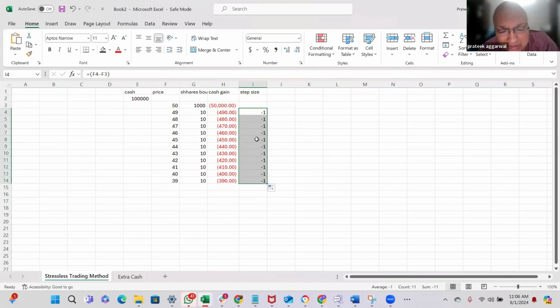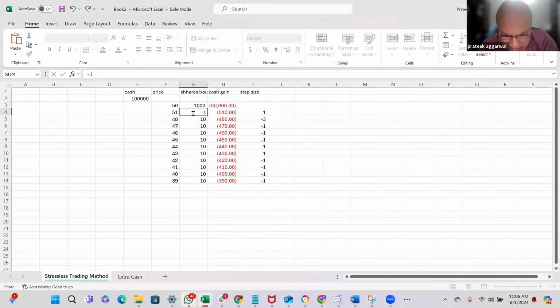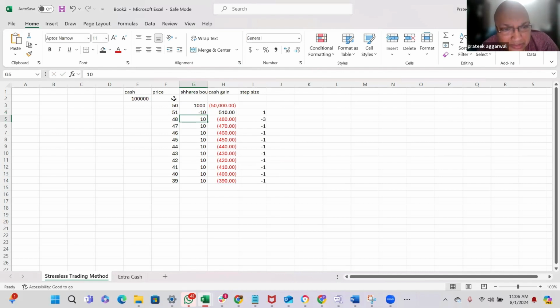So this is what is happening as the price drops by $1. I keep buying 10 shares every time. And the other way to think about it is I could have a situation where the price is rising by $1, 51, and now I would be selling 10 shares. And now this process could continue also, just like the previous process. I could have my prices rising, and as the price rises, I could keep selling 10 shares, right? So the whole purpose of buying these initial 1,000 shares is to make sure I have enough shares to sell as the price rises.